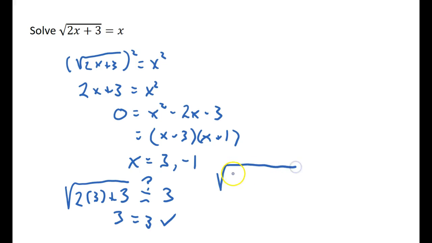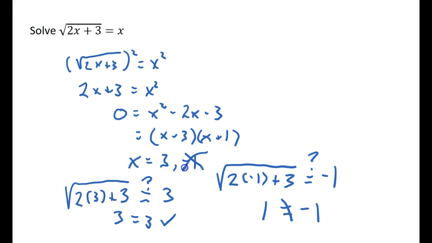Okay, how about this? Is the square root of 2 times negative 1 plus 3 equal to negative 1? Negative 2 plus 3 is 1. The square root of 1 is not equal to negative 1, so we have to toss this answer out. So remember, if you get more than one answer, if you're dealing with a quadratic, you need to check every answer and make sure it works. In this case, only this answer works.